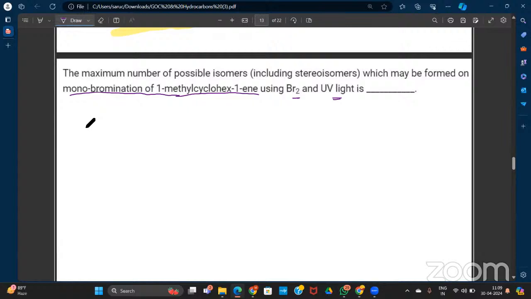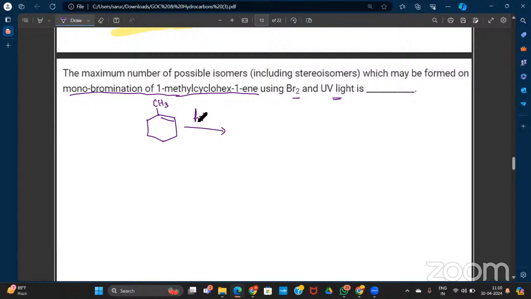So the compound over here is 1-methyl cyclohexane. This is a cyclic compound. I have a ring over here, and the first carbon has a methyl group. So in the presence of UV light, what happens now? It will form the radical.